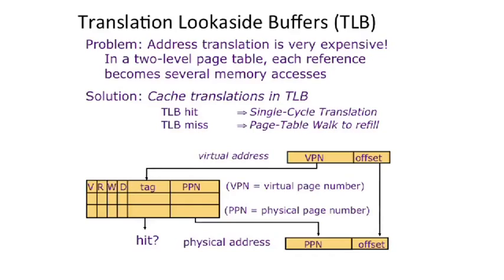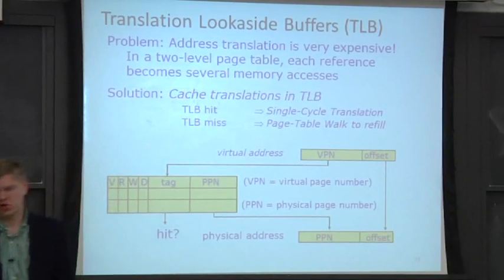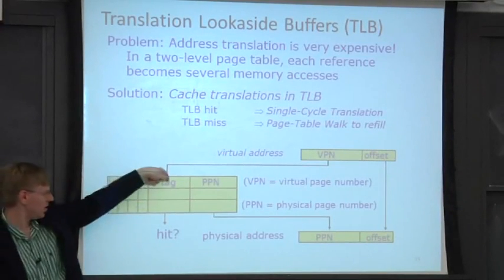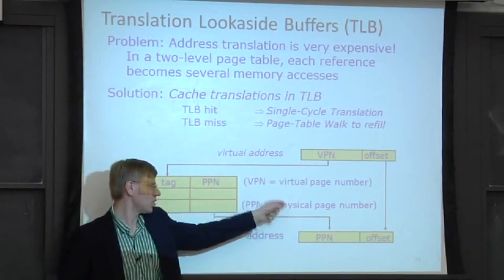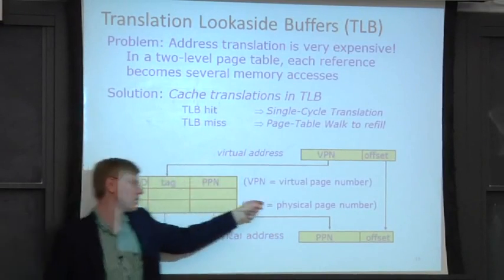So we came up with a nice little structure to be able to solve this problem. And this nice little structure here is a translation look-aside buffer, or a TLB. And what this is, is a cache of page table translations. So you shove into it a virtual page number, and out comes a physical page number.